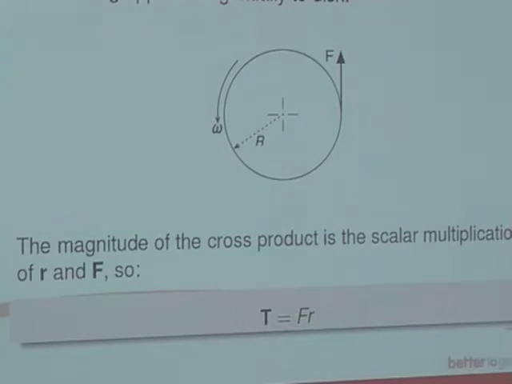F times R. It's because we're perpendicular, the force being applied tangentially to the disk is going to be a distance r away from the centre of that rotation. So the torque being applied is going to be force times the radius.